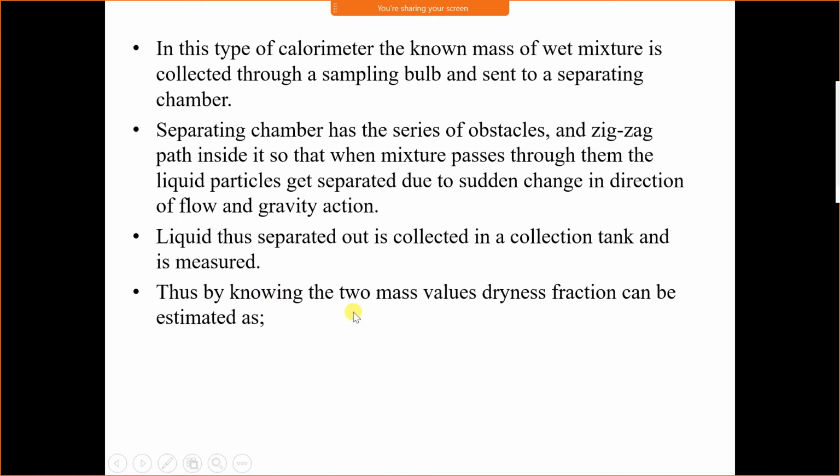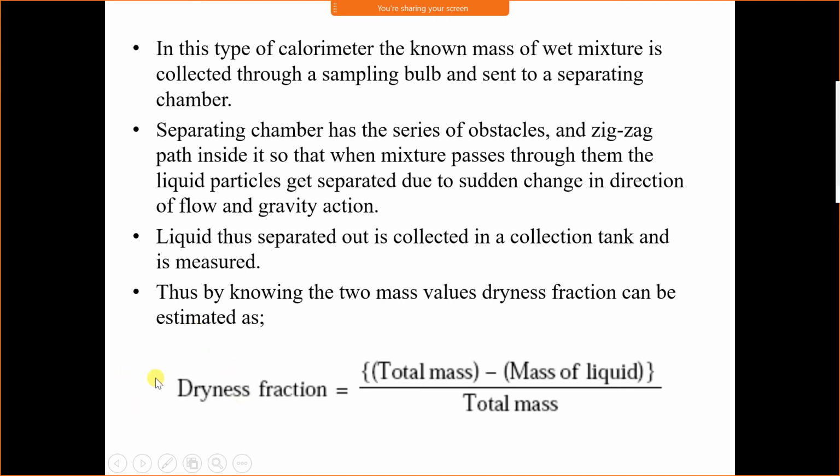Thus, by knowing the two mass values, the dryness fraction can be estimated by this formula: total mass, meaning the mass of wet steam entered, minus the mass of liquid separated, upon total mass. From total mass, if I subtract the mass of liquid, I will get the mass of vapor. This formula is nothing but the mass of vapor upon total mass.